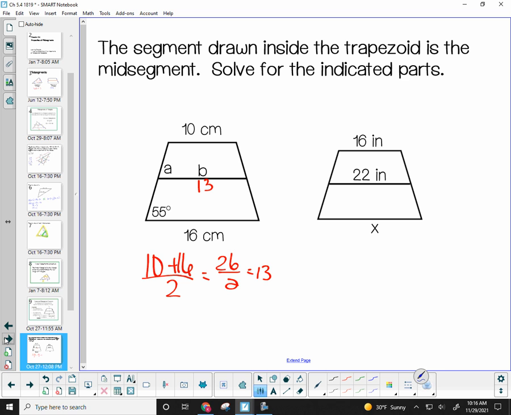Okay, now keeping in mind that my bases are parallel and they're also parallel to my mid-segment, I still have all those special angle relationships again. Right? So what's the relationship between A and 55? They are congruent. What kind of angles are they? Begins with C again. Corresponding. These 2 angles are going to be congruent because they're corresponding.